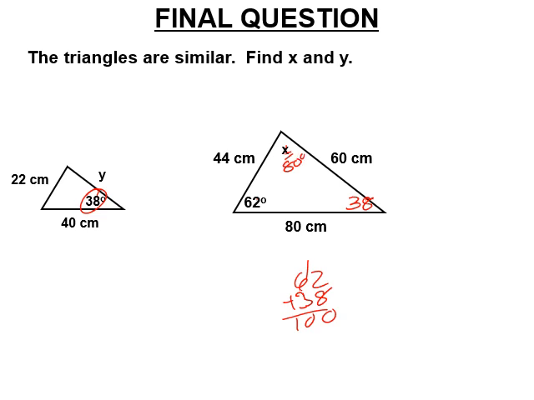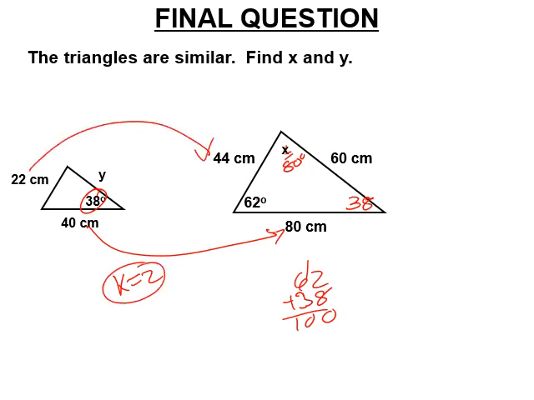And then I have to find y. Well, 40 to 80 is times 2, so my scale factor, or k, is 2. 22 times 44 is times 2, k is 2. So y times what makes 60? Well, 30, right? K equals 2, so y equals 30. All right.